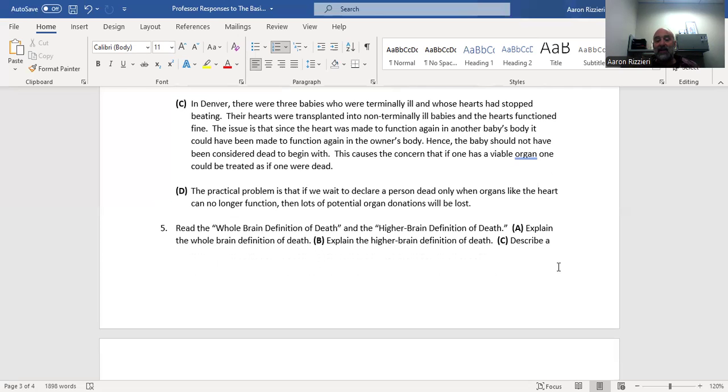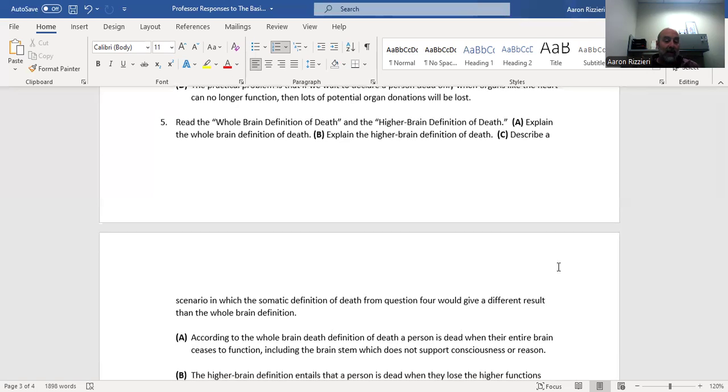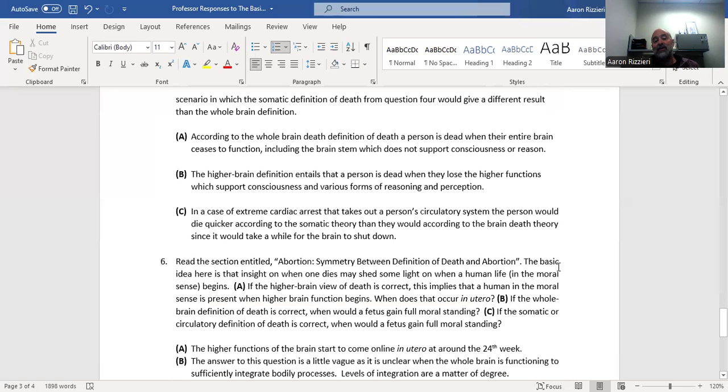And then the questions just ask you to explain each. That's parts A and B. And then C says, describe a scenario in which the somatic definition of death from question 4 would give a different result than the whole brain definition. All right, so let's march through this.